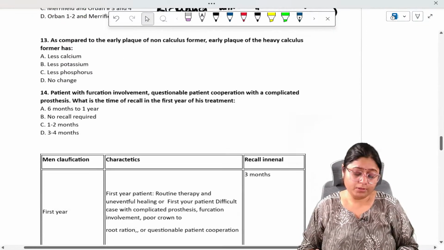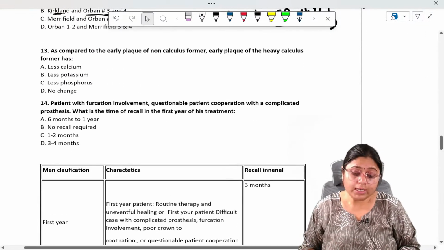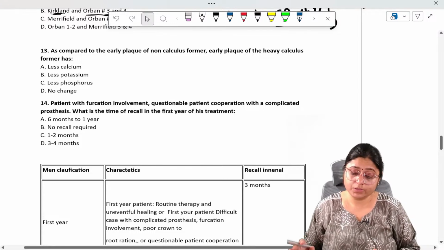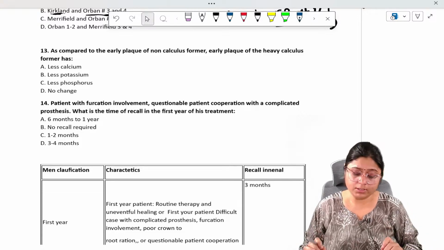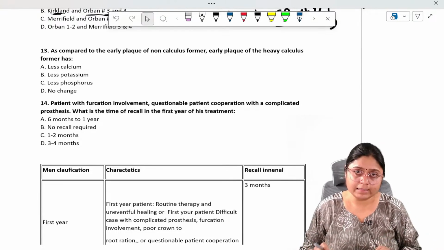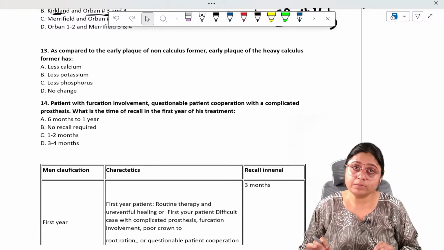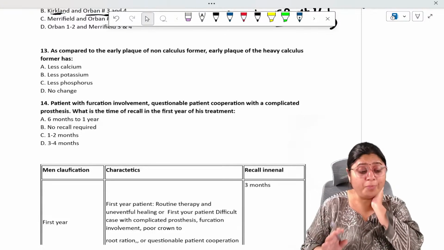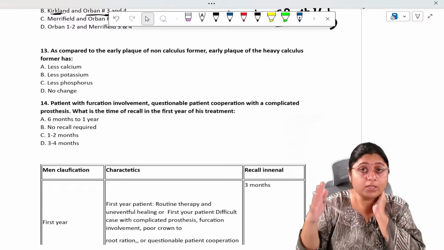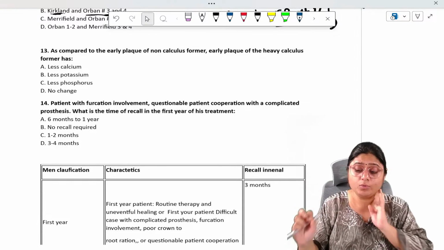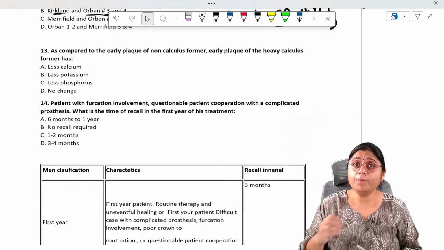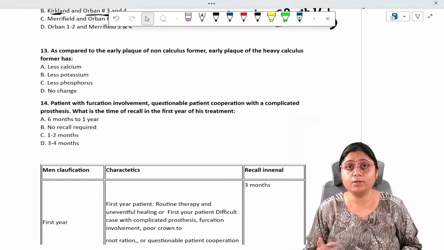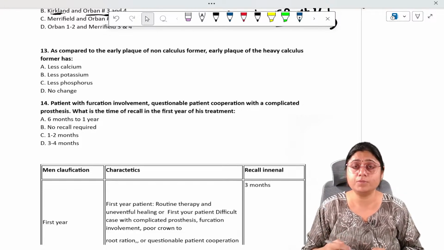Now question number 13. As compared to early plaque of non-calculus formers, early plaque of heavy calculus formers has: option A, less calcium, option B, less potassium, option C, less phosphorus, and option D, no change. For this also I have told you many times, you just need to remember one single line. These are just facts which you need to remember, and if you remember, they will get you full marks in your MCQs.